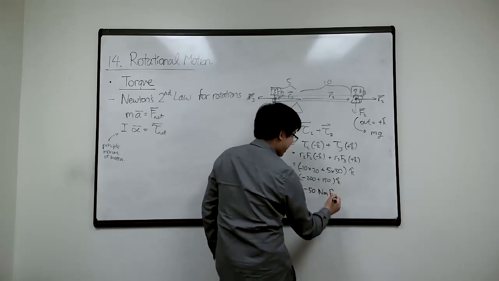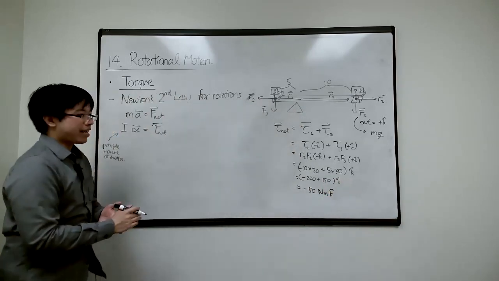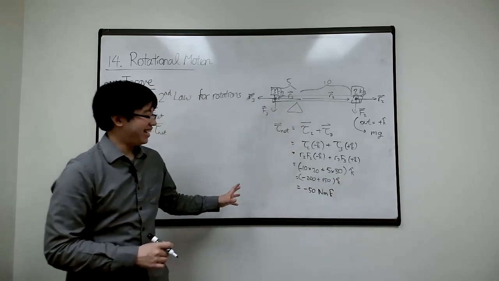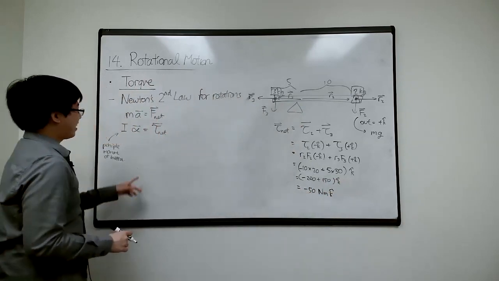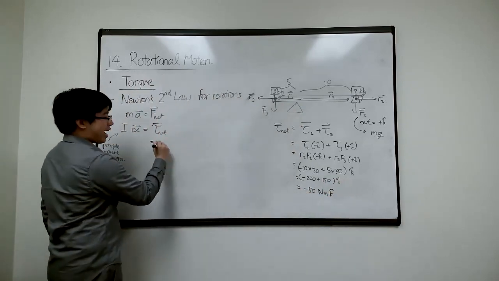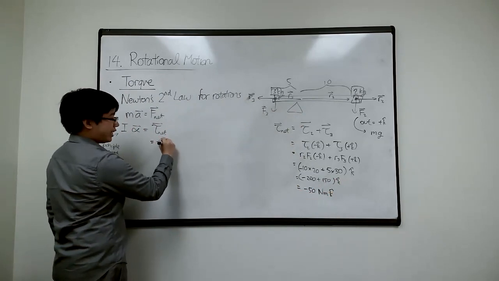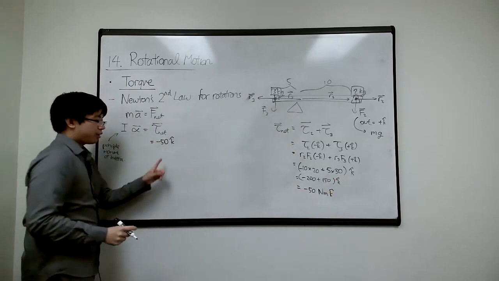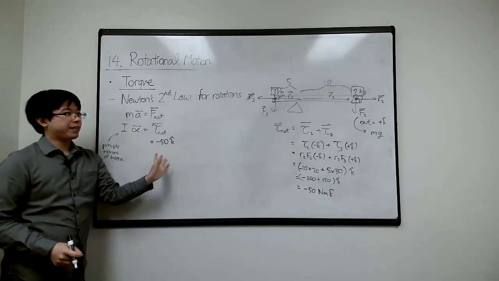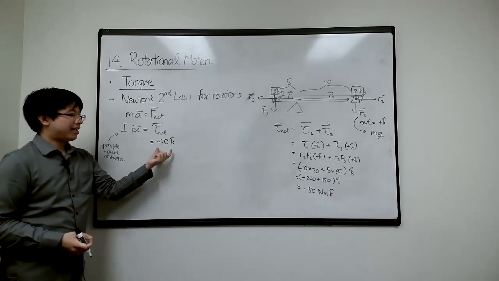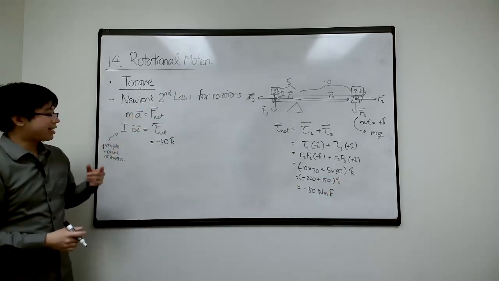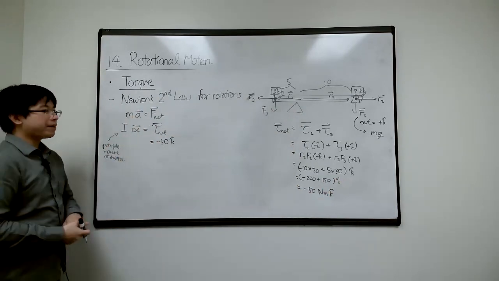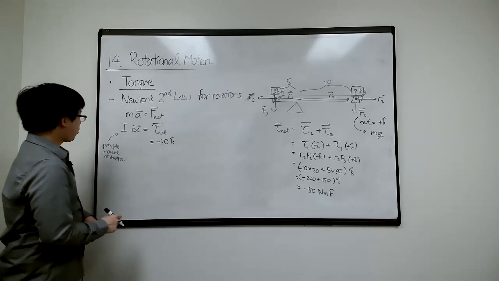K hat. This is what happens when you record videos separately. I just popped in the units there as well. So here I got minus 50 k hat. I'll suppress the units again over here because I want to find the acceleration. Just like before, we want to find the acceleration, so now we need to pop in the moment of inertia.